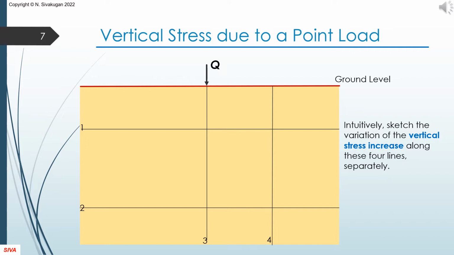Here, we ask you to sketch the variation of the delta sigma V along the two horizontal lines and the two vertical lines, based on your gut feeling.